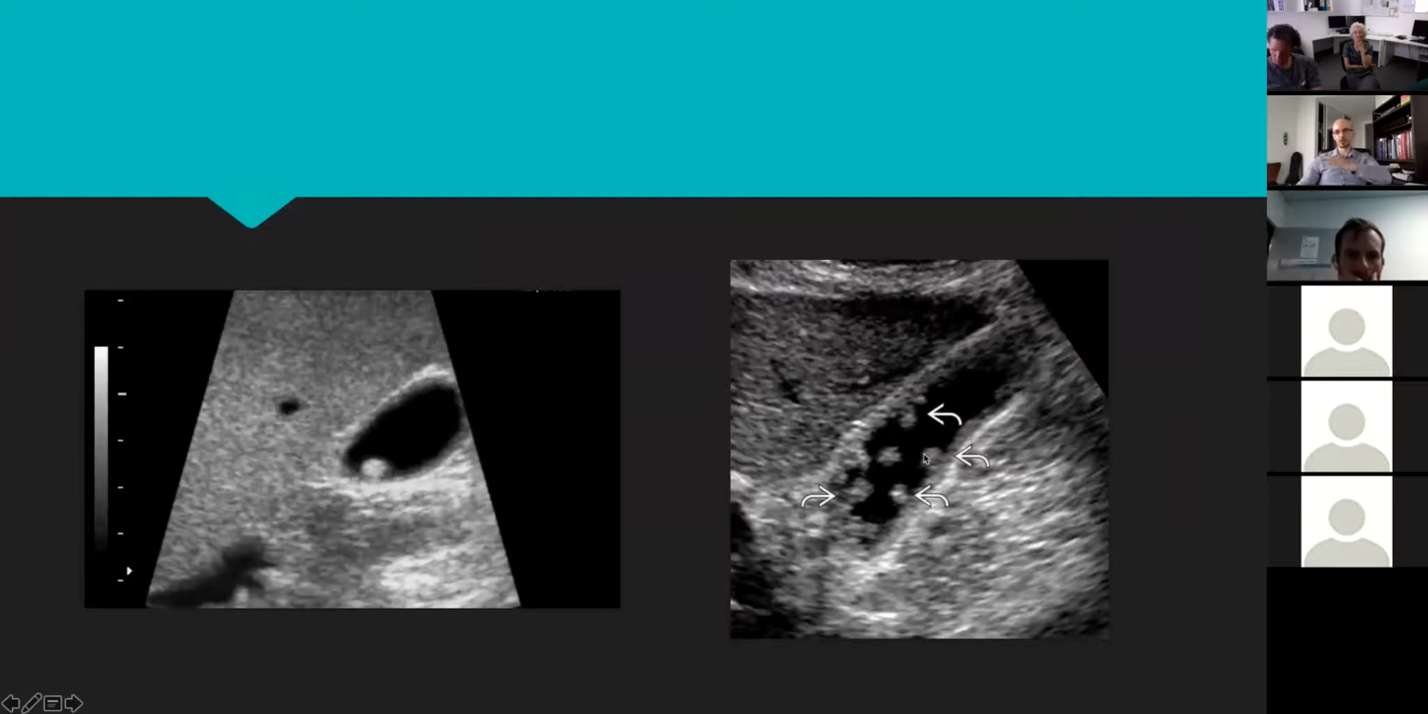And when you put the patient in the erect position, or too much left lateral, to make the fundus the dependent part, they all move towards the fundus. Having said that, sometimes the stones are stuck to the gallbladder, which makes them very difficult to differentiate between them and a polyp.